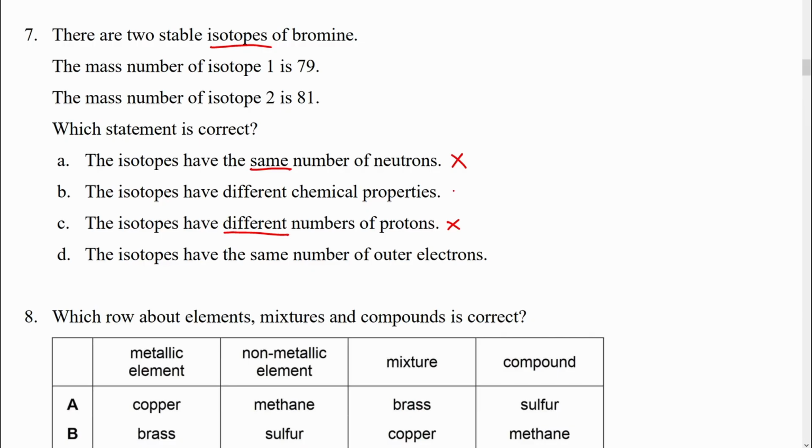Next, do you think that isotopes have different chemical properties? Since they have the same number of protons, they will have the same electronic configuration, and as a result, they will have similar chemical properties, right? So this one is wrong. Now option D, the isotopes have the same number of outer electrons. Yes, it is, because they have the same number of protons. That means they will have the same electronic configuration, and as a result, the same number of valence electrons, or electrons in the outermost shell, right? So the correct answer here is D.